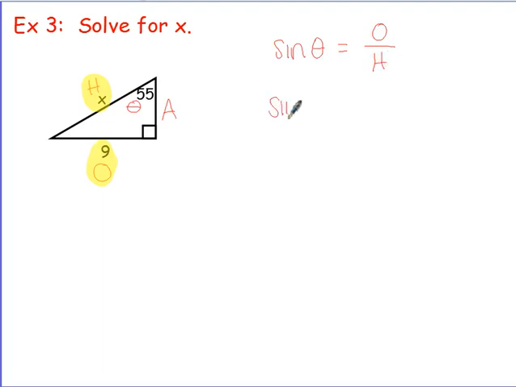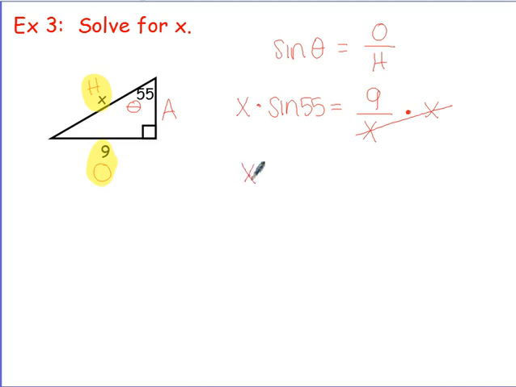So the sine of 55 degrees equals the opposite, which is 9, divided by the hypotenuse, which is x. Now this is our trickier problem because it's going to take more than one step to get x by itself. This division bar we are going to get rid of, but the problem is you can't get rid of the 9 this time. You can only get rid of the thing in the denominator. So we're going to start by multiplying by x on both sides. That's going to get rid of your fraction.